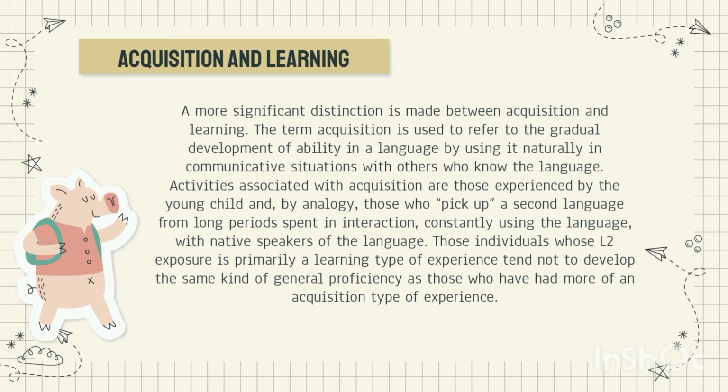Acquisition and learning. A more significant distinction is made between acquisition and learning. The term acquisition is used to refer to the gradual development of ability in a language by using it naturally in communicative situations with others who know the language. Activities associated with acquisition are reduced experience by the young child, and by analogy, those who pick up a second language from long periods spent in interaction, constantly using a language with native speakers of the language.